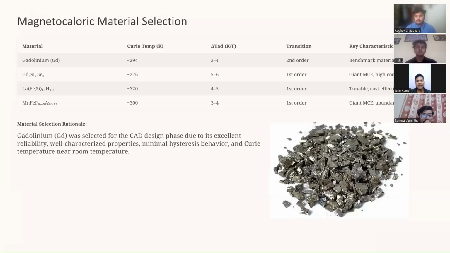Among various materials studied, gadolinium is one of the most commonly used because it shows a strong magnetocaloric effect near room temperature, around 293 Kelvin, and it shows good thermal conductivity, and it is chemically stable and easily available for research purposes. And for different temperature ranges, other materials like silicon and phosphorus compounds or manganese systems are also used because they offer high efficiency or low cost. So the final material selection depends on desired temperature range, magnetic field strength, cost, and availability.